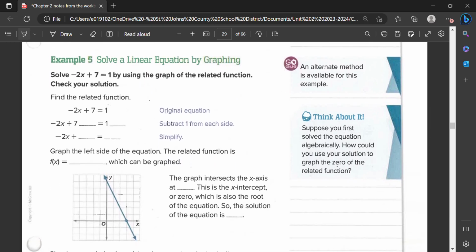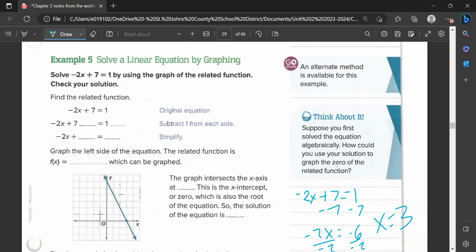Okay. So if we look here, solve negative 2x plus 7 equals 1. The book does it a little different way. I'm not the biggest fan of it, so I'm going to do it over on the side, and then we'll do it how the book wants to. So you get negative 2x plus 7 equals 1. If you subtract 7, you get negative 2x equals negative 6. Divide by negative 2, divide by negative 2. x will equal 3. Okay. So we see x equals 3.